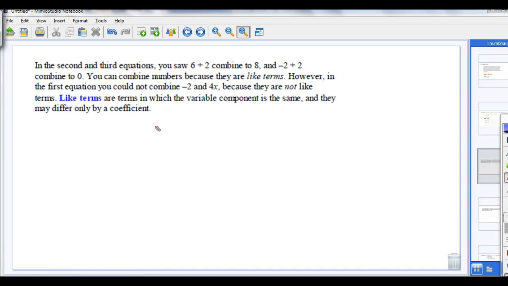So like 4x and 8x, or negative 3x and 2x, those are also like terms. So I could also make an example, 2x and negative 4x. Those are like terms because they have the same variable and different coefficients. The coefficients don't matter, it's just the variable. Alright, so like 3y and 8x are not like terms because this one's got a y and this one has an x. So they are not like terms.